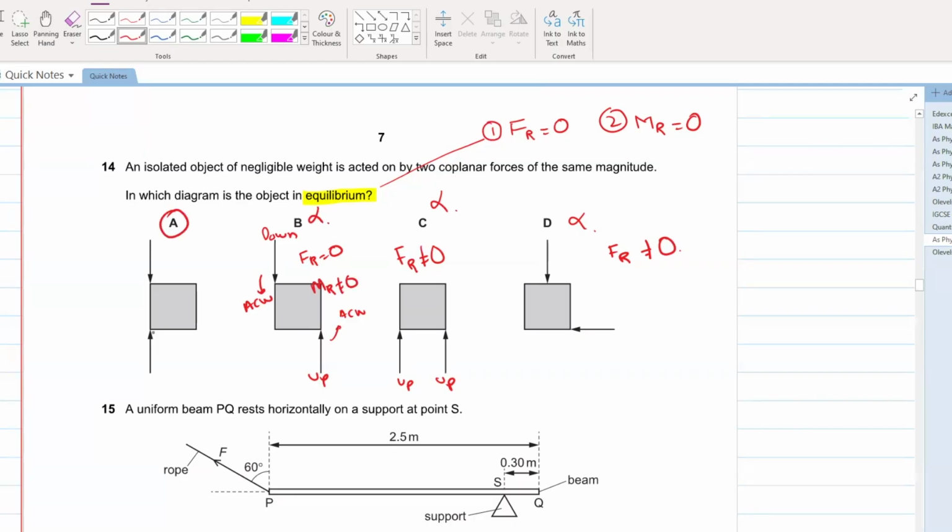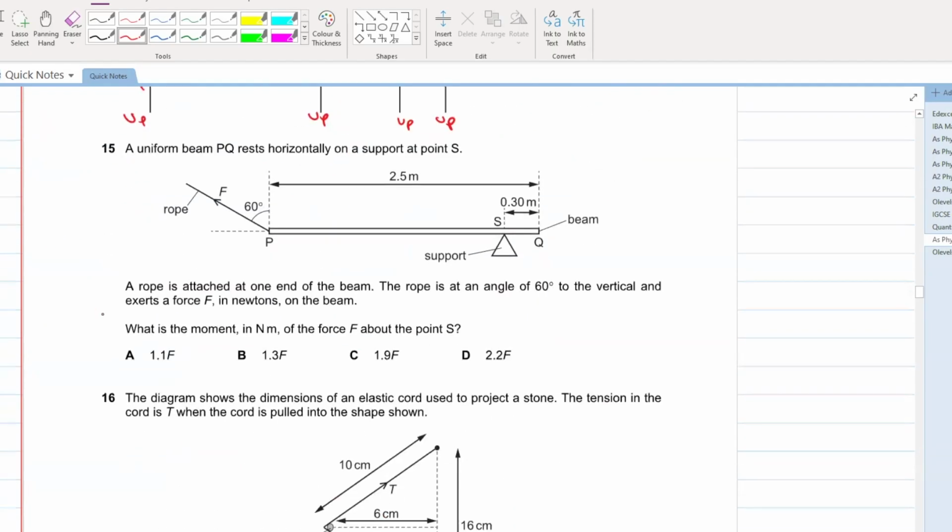A is your answer, and A is correct as well. Why? Because first of all, the resultant force is 0. The downward force is equal to the upward force. Also, this force will cause the object to move in the anti-clockwise direction, and this force will cause the object to move in the clockwise direction. Both the movements will cancel out each other. The resultant moment is equal to 0. A is your answer. Let's further move ahead.